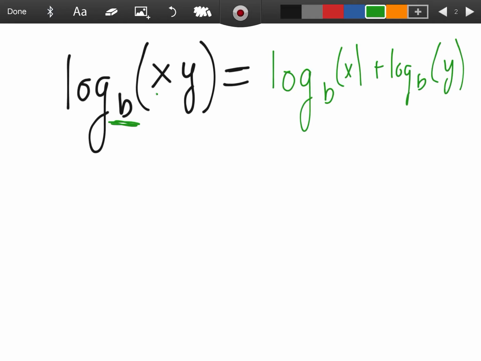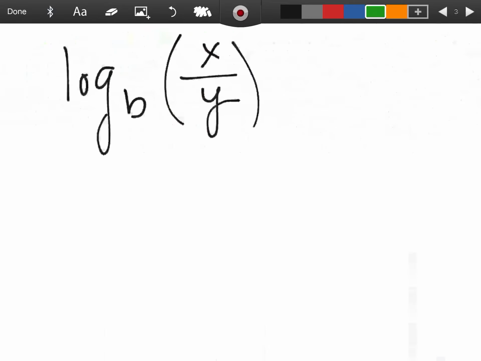So if we're multiplying two values in the same parentheses, we can split them up by using two separate logs with addition. And of course, vice versa is also true. So if we have log base b of x plus log base b of y, we can condense that and simplify it by writing that as log base b of x times y.